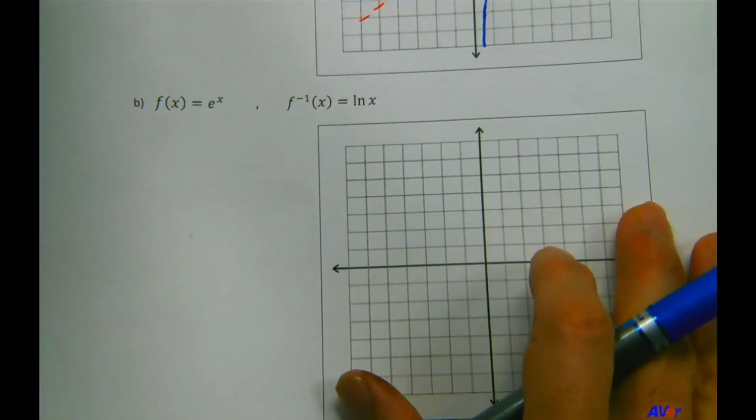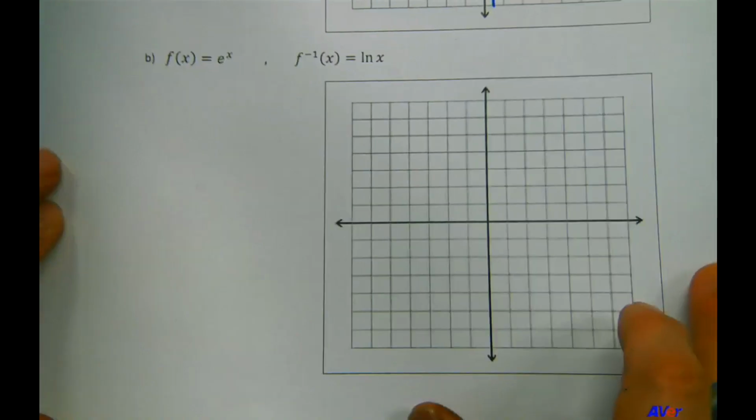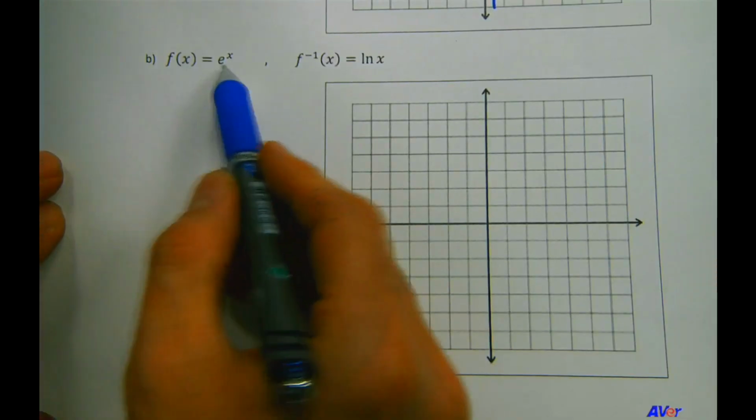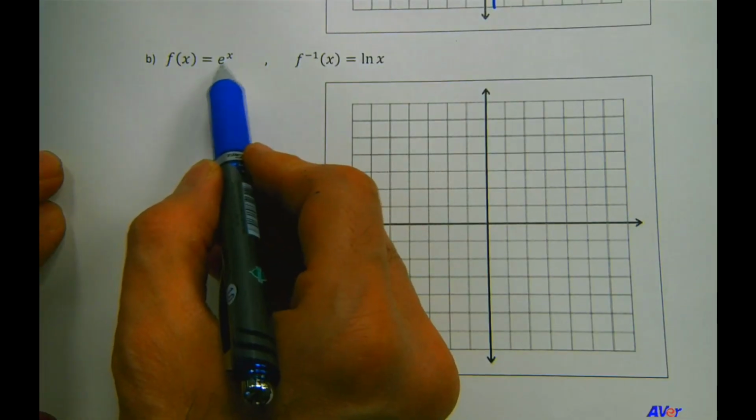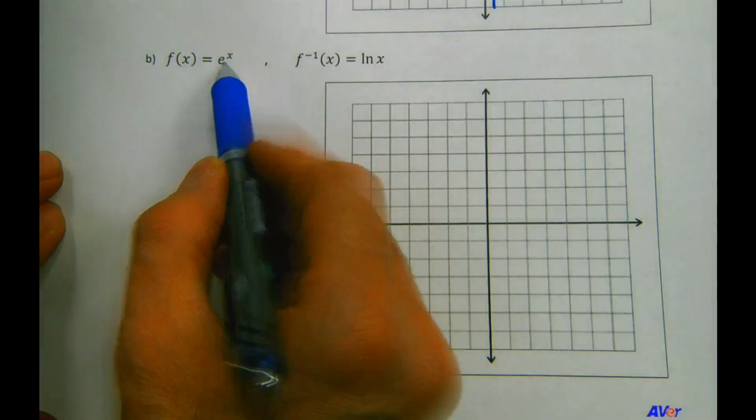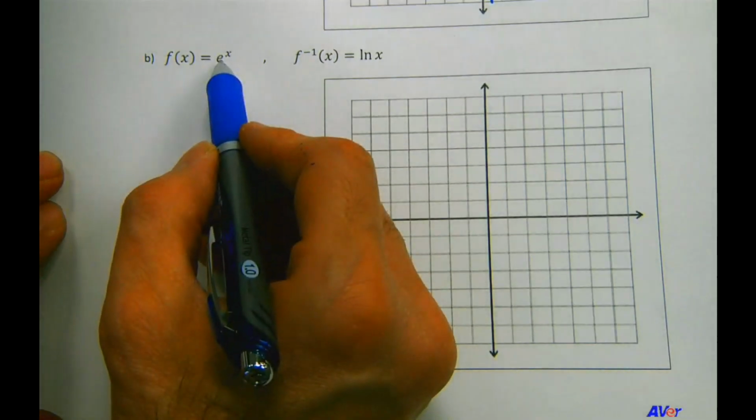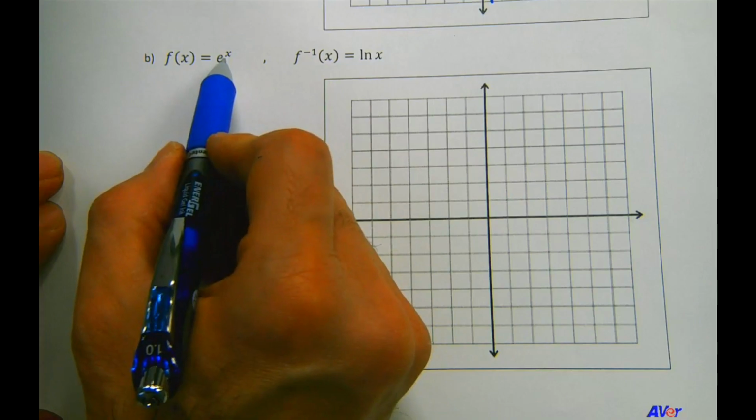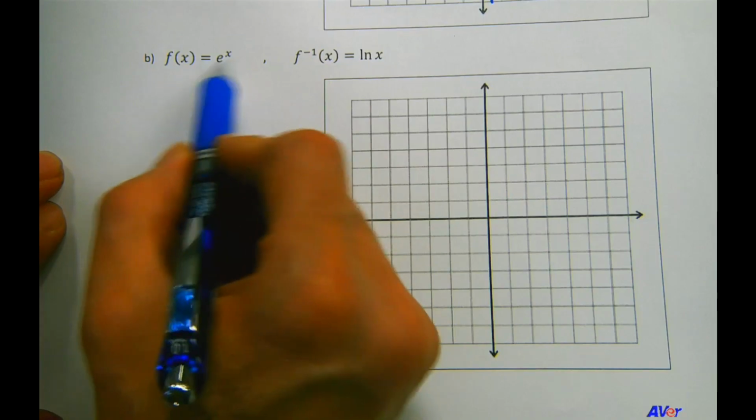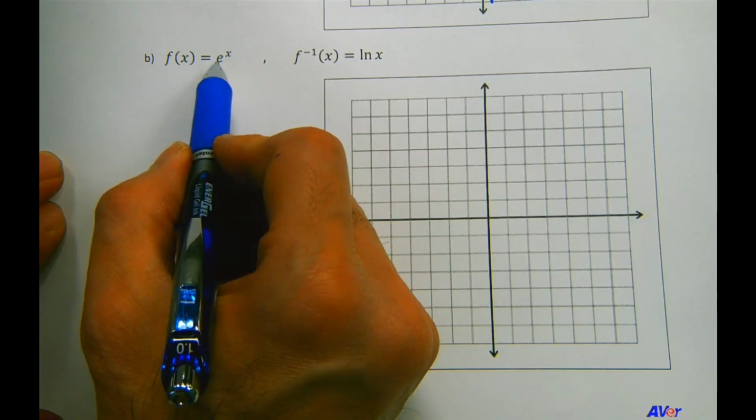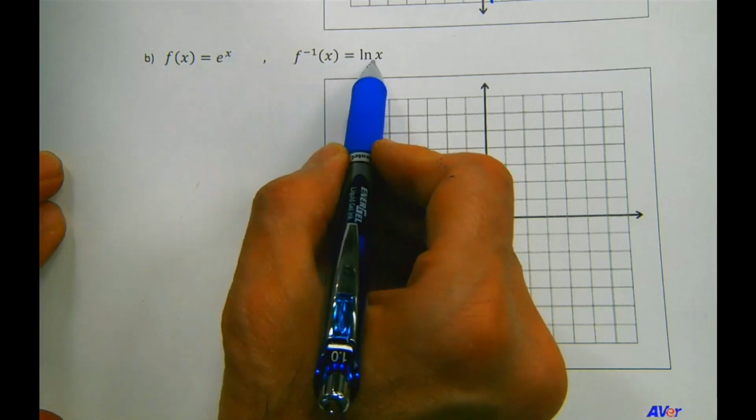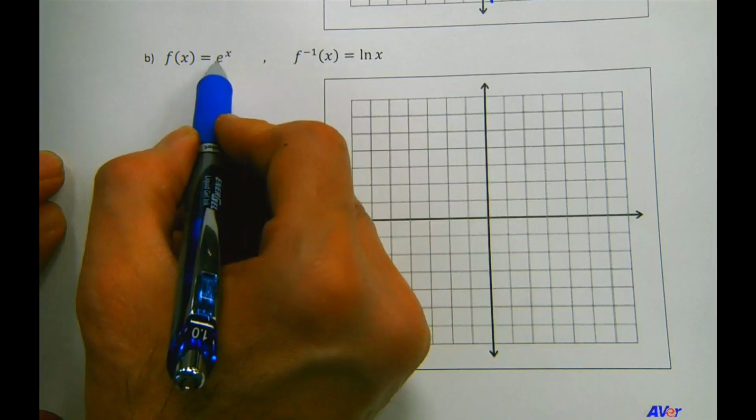Okay, so this one, again, this is the most famous natural exponential function. And this is the natural log function, right? They are the inverses of each other. Let me draw this because it's easier.